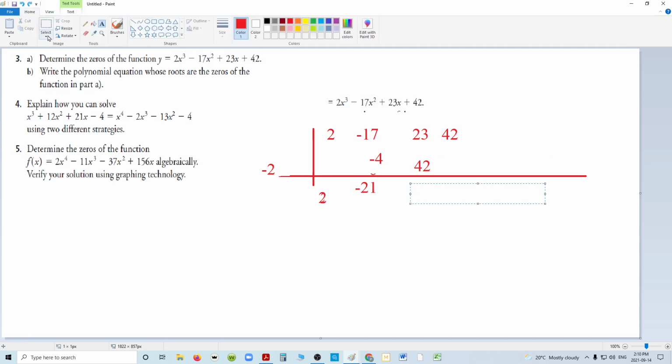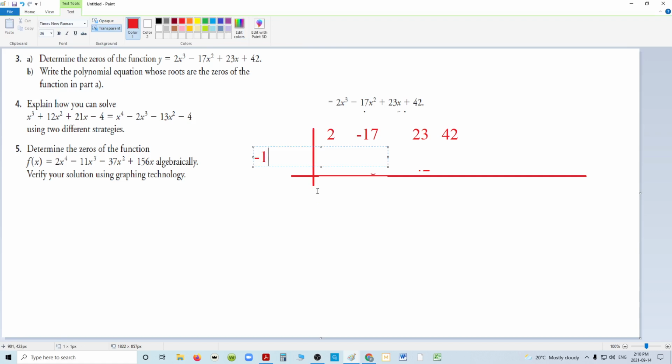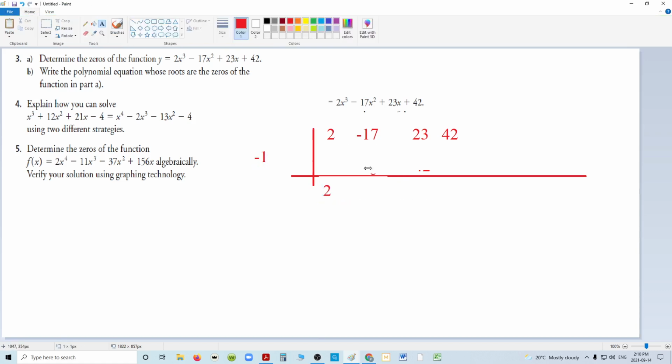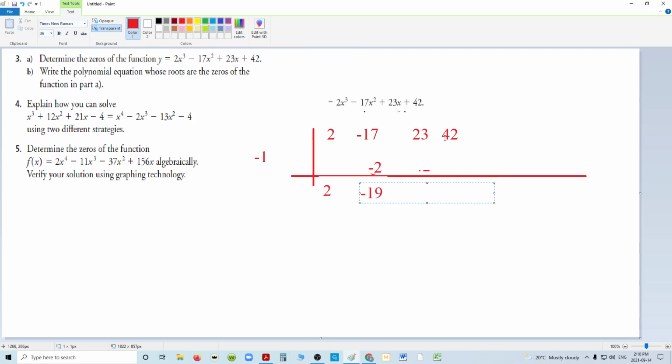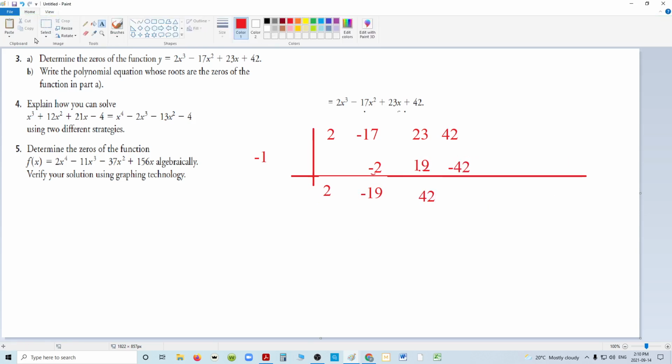Trying minus 1 again. Just making sure it wasn't something simple. It's minus 1 after all. So you should always start with the simplest. So we're left with this.